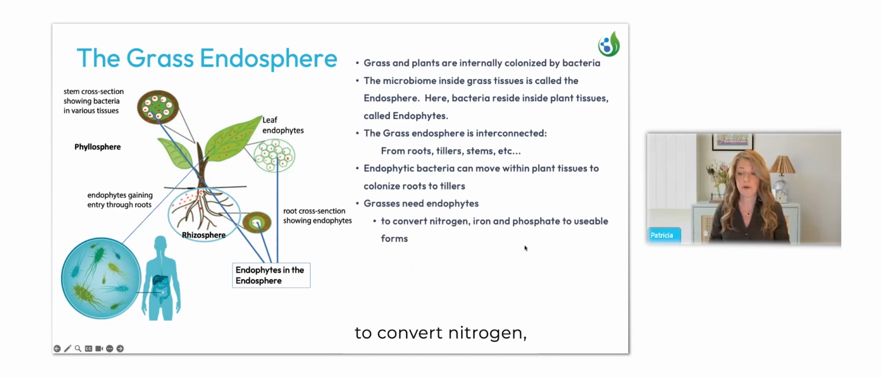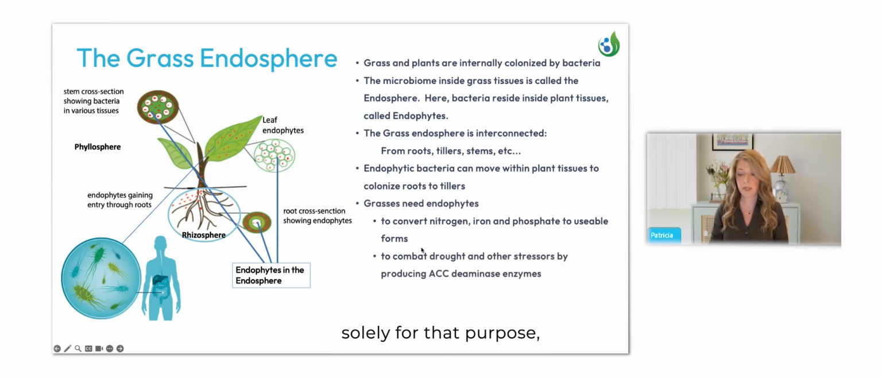They need those endophytes to convert nitrogen, iron, and phosphate to usable forms. So the plants can't do that on their own. They actually utilize bacteria solely for that purpose. And they also need them to combat drought and stress. So without endophytes, they're unable to do that. And so although the plant has its own endophytes, sometimes it has a limited supply. So adding an additional layer of inoculants to that plant is going to definitely reinforce the plant, give it plenty of resources. Just like our microbiome, like if we're dealing with antibiotic resistance, it's the same sort of thing. You need to reinforce that plant's microbiome to help it to be as healthy as possible.